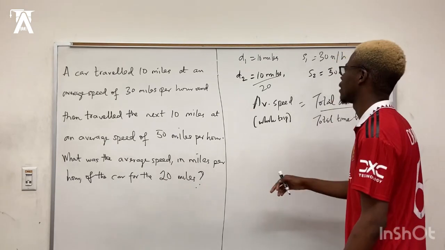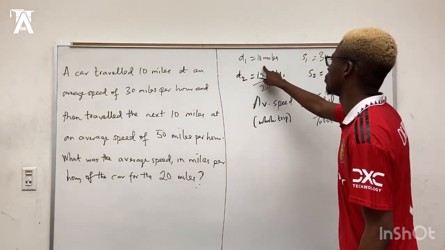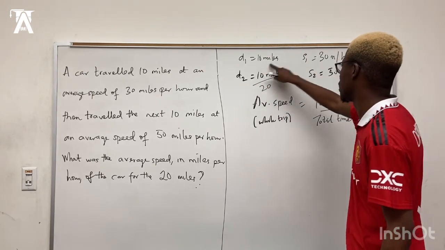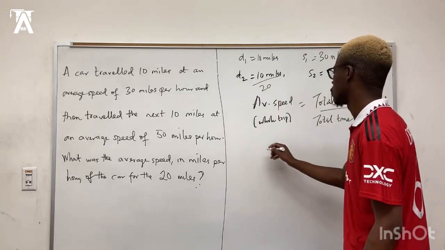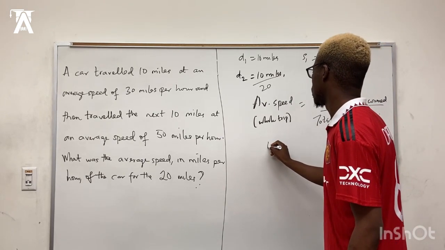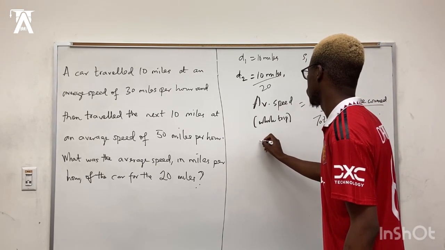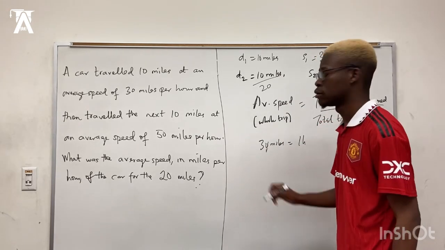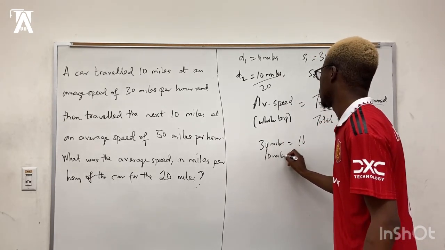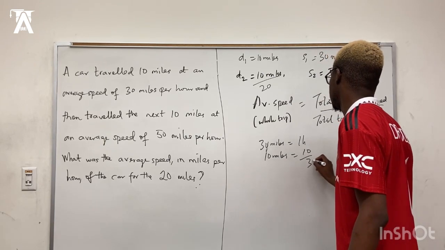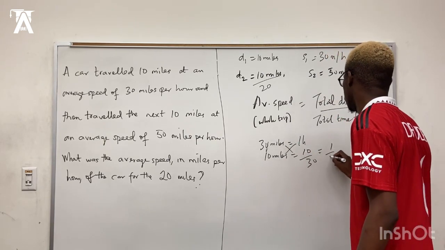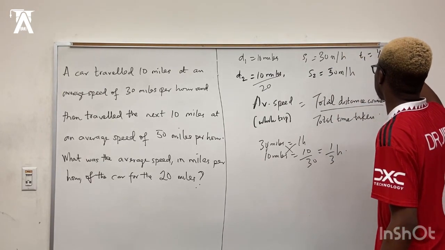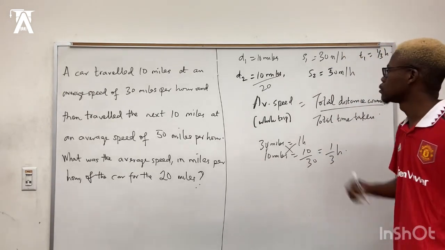All right, so now, this first part of the trip, he traveled 10 miles at 30 miles per hour. So if you travel 30 miles in 1 hour, 10 miles you travel it in how many hours? 10 divided by 30, if you cross multiply, 1 over 3 hours. So that's the first part of the trip. Time 1 here is 1 over 3 hours.